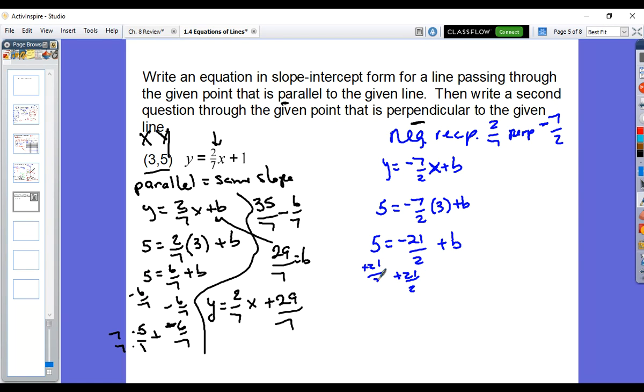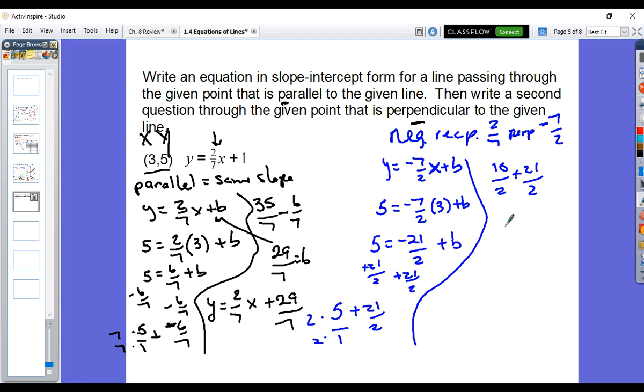So we look at it side by side, we got 5 plus 21 over 2, more specifically, 5 over 1. So common denominator is 2, so we multiply the top and the bottom by 2. We'll have 10 over 2 plus 21 over 2. When we add them up, we get 31 over 2. This is the value of our b here. We then take that and plug it back into our equation. We get the equation y equals negative 7 over 2x plus 31 over 2. This is our perpendicular equation.